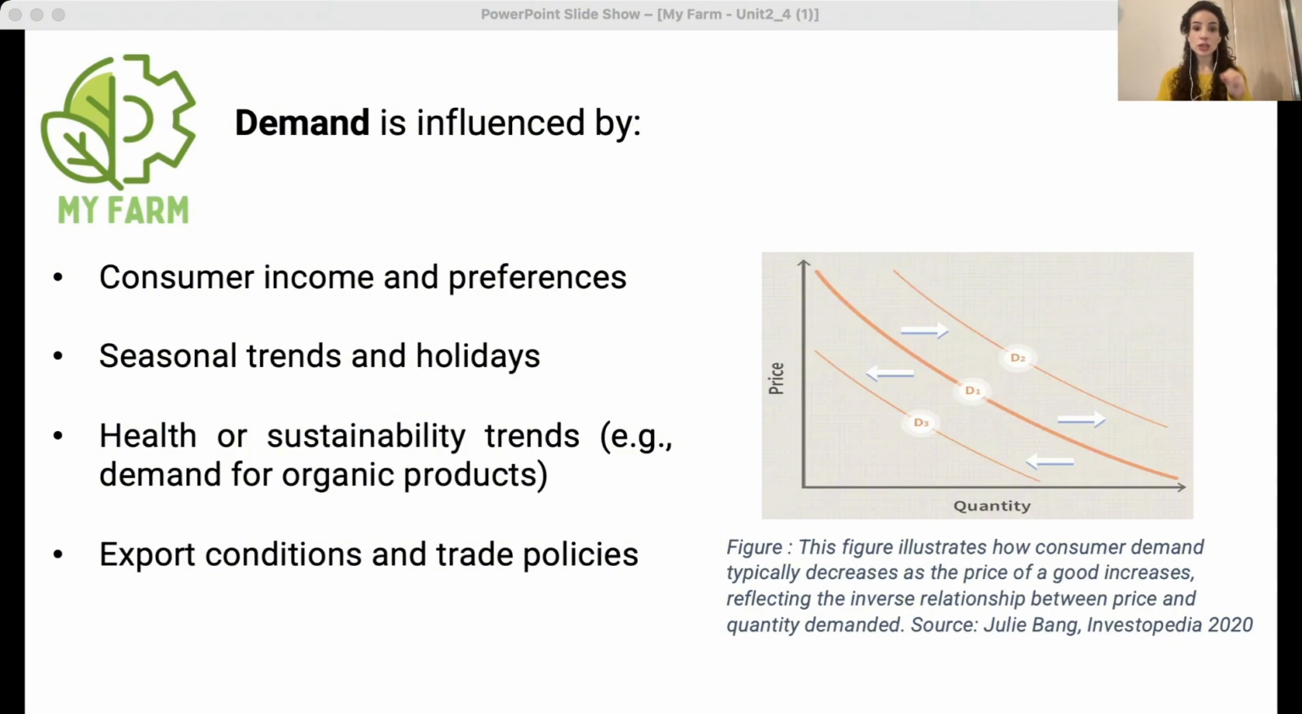This figure illustrates a basic demand curve showing how quantity demanded typically decreases as price increases. However, the key insight here is not simply that demand falls when prices rise. Instead, it's more about how much demand falls. That difference determines whether a market is relatively stable or highly volatile, and it has major implications for producers.